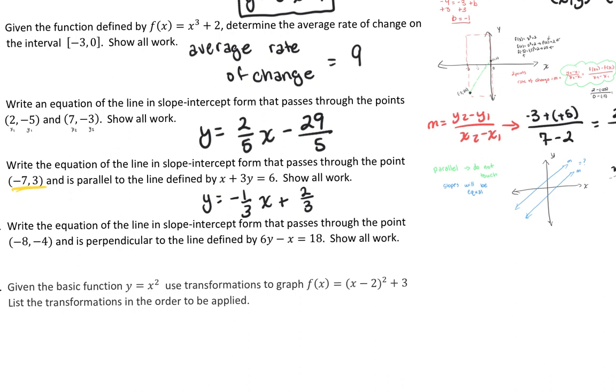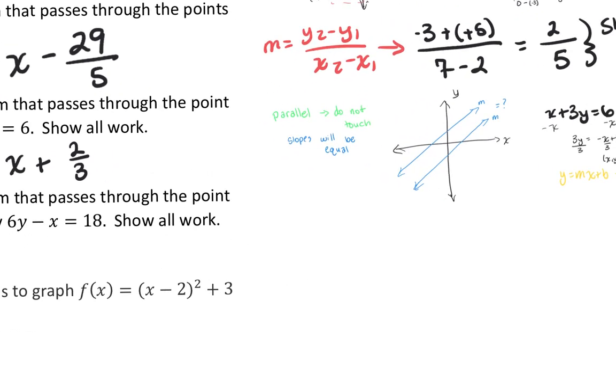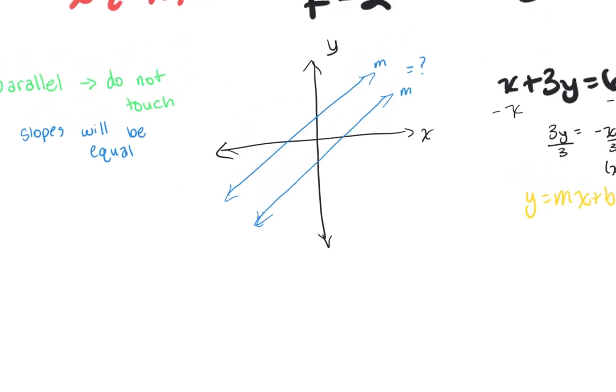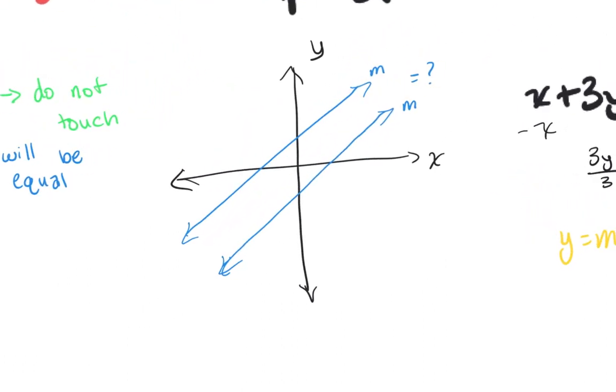All right, 26 says, write the equation of the line in slope-intercept form that passes through the point -8, -4, and is perpendicular to the line defined by 6y minus x equals 18. Show all work. So this one's slightly different because we're not talking about parallel lines. We're talking about perpendicular lines. So now we have a line that looks something like this, right? And we know that it's perpendicular because there's a right angle between the two.